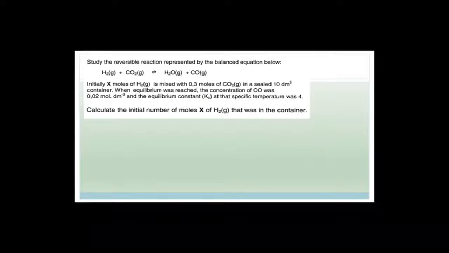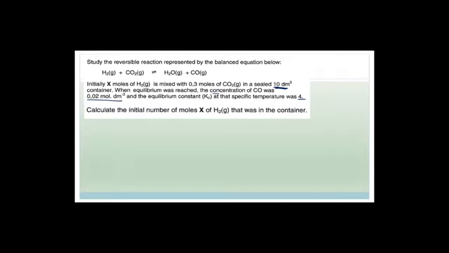Right, now let's look at this one. Okay, and I especially chose this one because they've got X. And I usually find that my students really struggle when you have an X in your KC calculations. So let's read it. It says, study the reversible reaction represented by the balanced equation. You've got hydrogen plus carbon dioxide forms water plus carbon monoxide. It says initially X moles of hydrogen is mixed with 0.3 moles of carbon dioxide in a sealed 10 decimeter cube container. When equilibrium is reached, the concentration of carbon monoxide is 0.02, and it tells you that the equilibrium constant is 4.